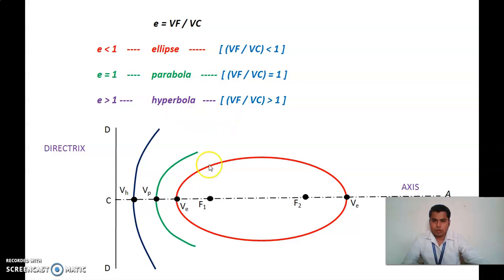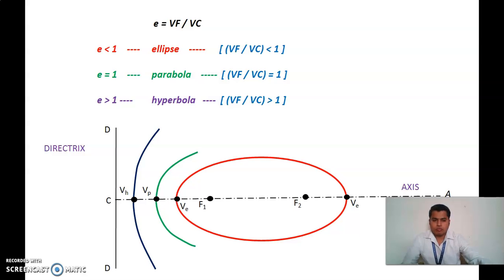Suppose for the hyperbola, VH to F1 is 5 centimeter, and VH to C is 1 centimeter. So what ratio are we getting then? VH F1 to VHC. Definitely it is greater than 1. Definitely it is greater than 1. So that is the eccentricity for all these curves.